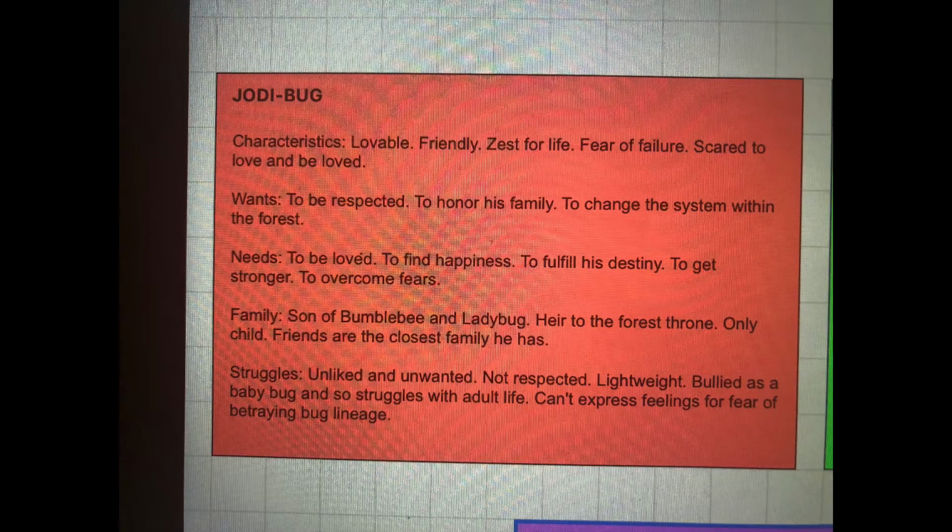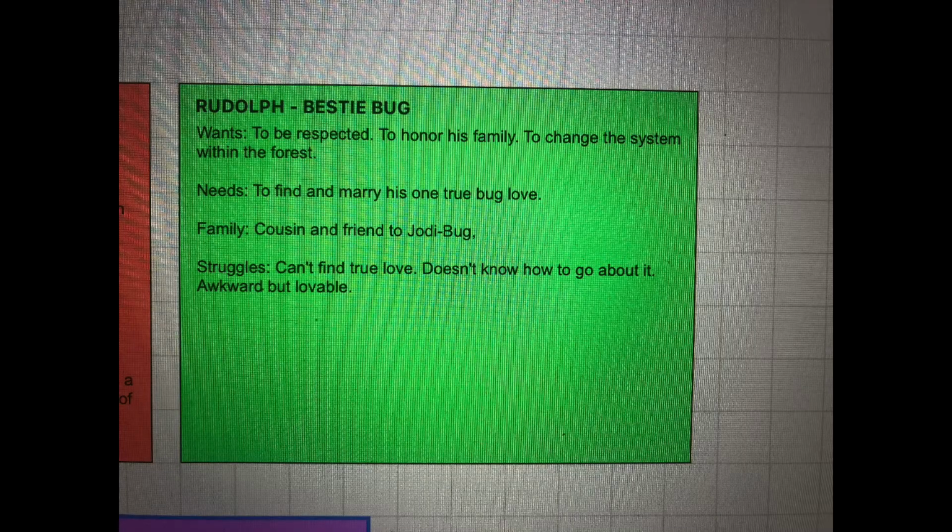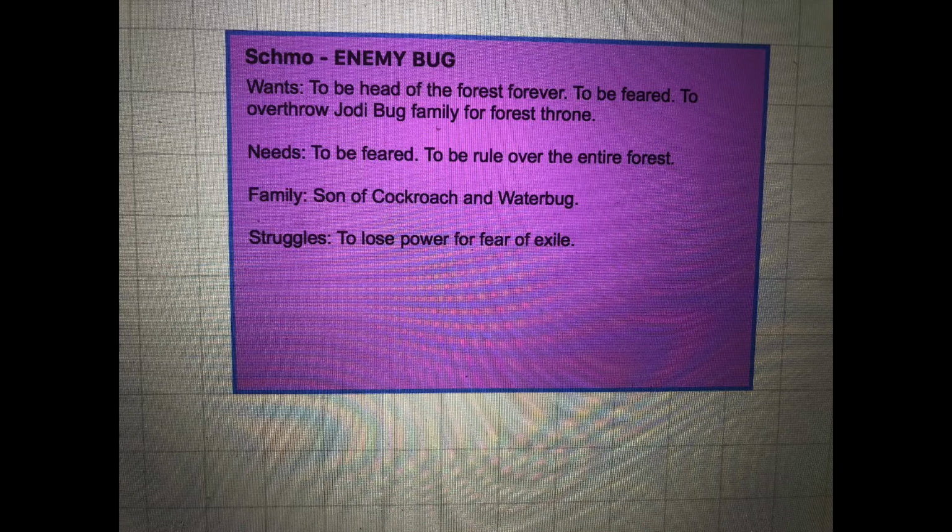So I'll do a character board for Jody Bug, talking about his main characteristics, what he likes, what his dislikes are, what he wants, what he hates. And I'll also have to do one for, let's say, his best friend. Let's call his best friend Rudolph. And let's call his opposition, the enemy bug he's going up against, Schmo.